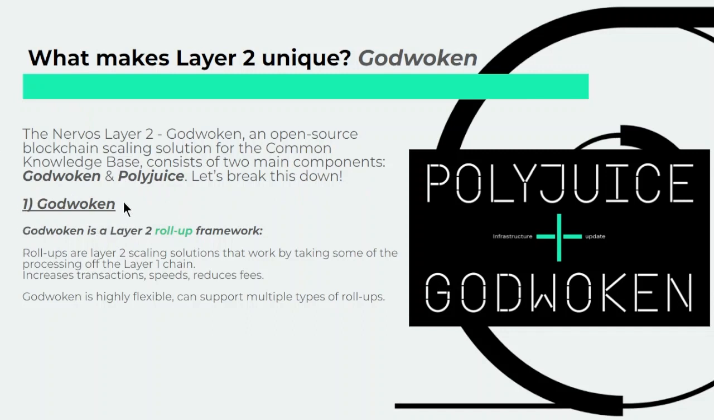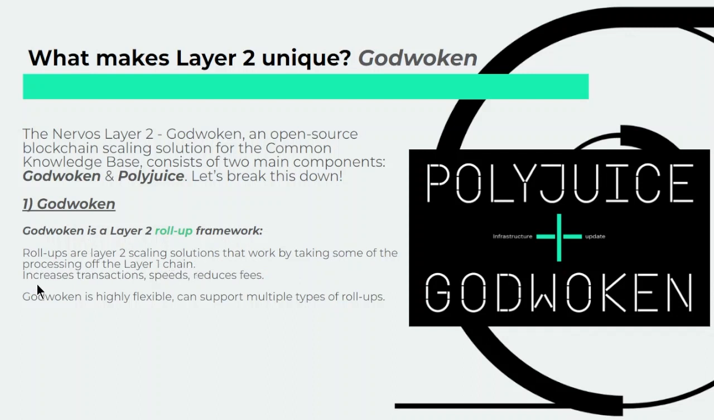So starting off with Godwoken, I know, kind of inconveniently named, but Godwoken, the component of Godwoken, the framework, is also a framework within itself. It's what in the blockchain development world you would call a rollup framework, and rollups are also Layer 2 scaling solutions, and they work by taking some of the processing off of the Layer 1 chain.